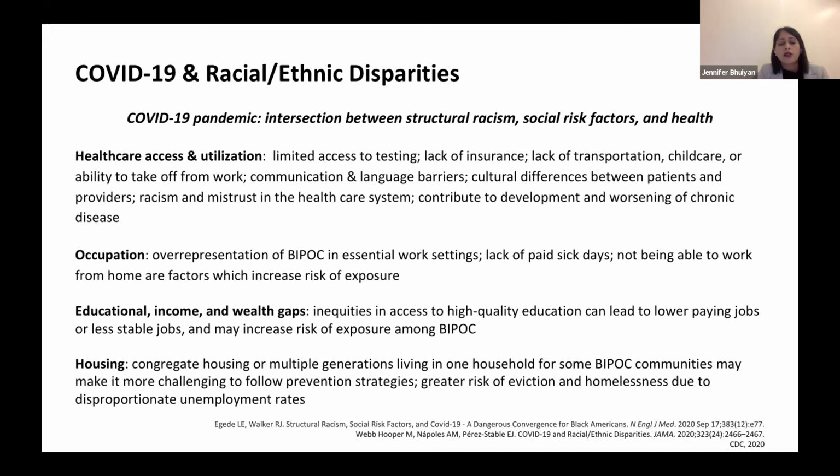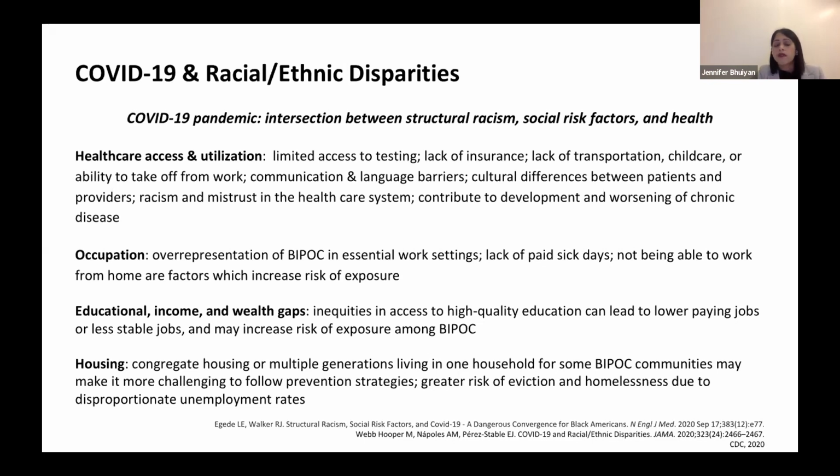And last, housing is an important consideration. We know that living in congregate housing, such as shelters, as well as having multiple generations living in one household in some Black, Indigenous, and persons of color's communities can increase one's risk of getting exposed to COVID and getting sick with COVID. And so, again, living in these settings can make it more challenging to follow prevention strategies like quarantine and self-isolation. And that's an important consideration when we think about these disparities.